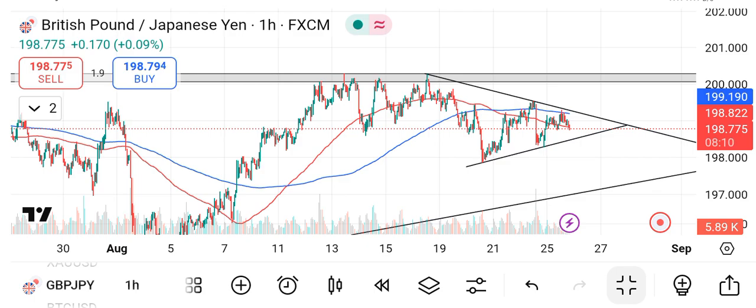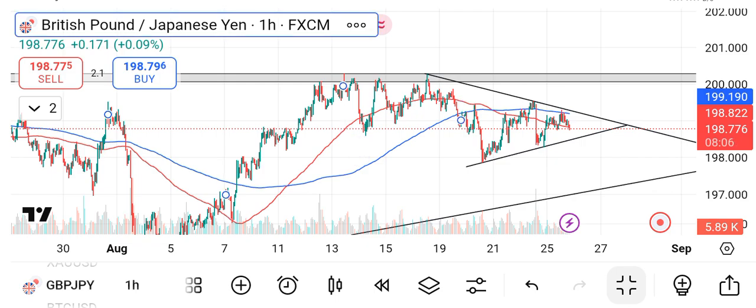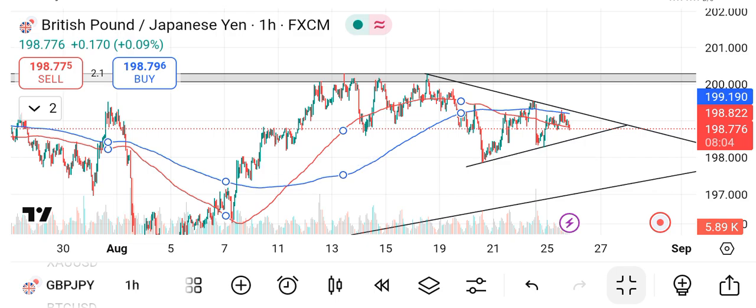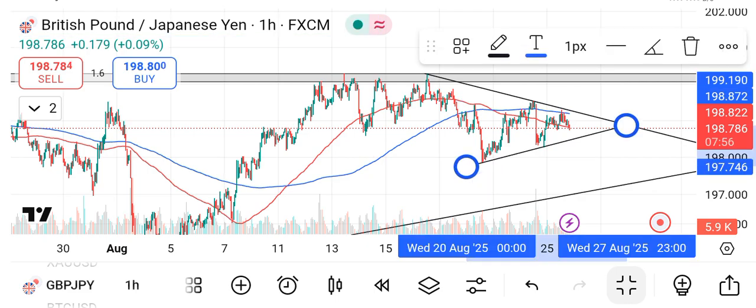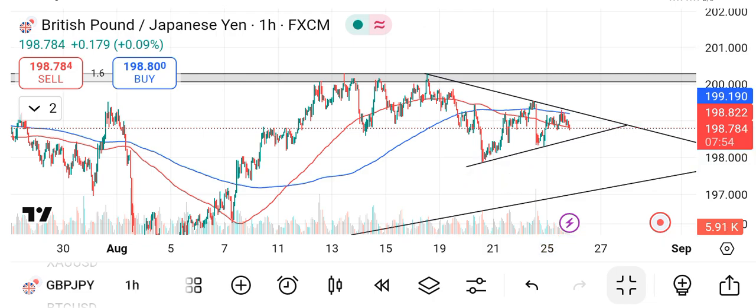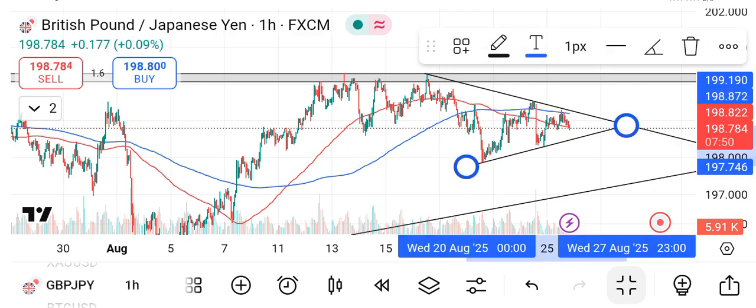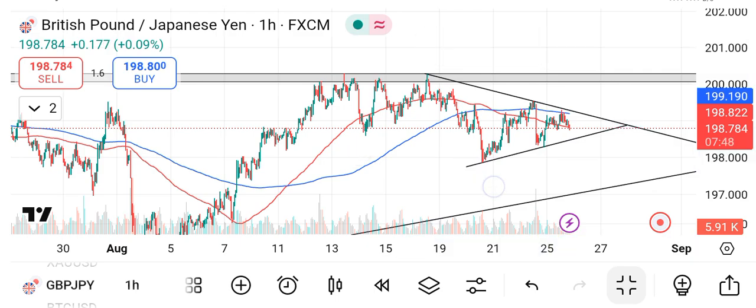Price consolidated on the resistance and it was able to break. This was the last low that was formed before price got to the resistance, and then it consolidated sideways and broke below this low, indicating a change of character. Price has changed from an uptrend to a downtrend.